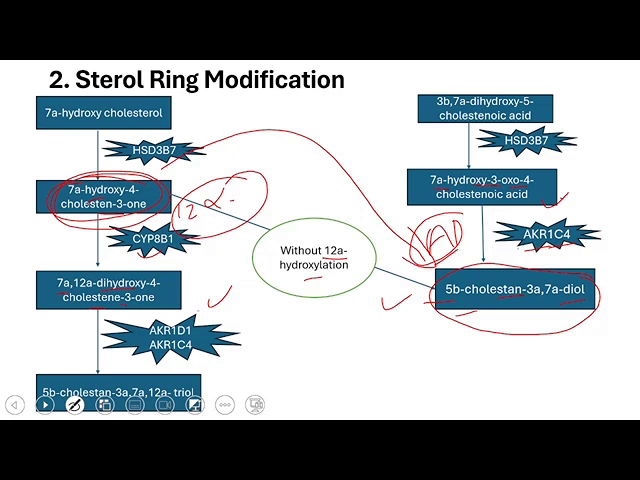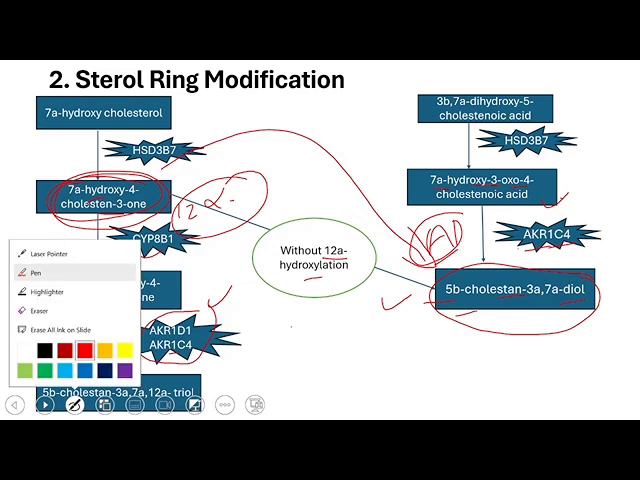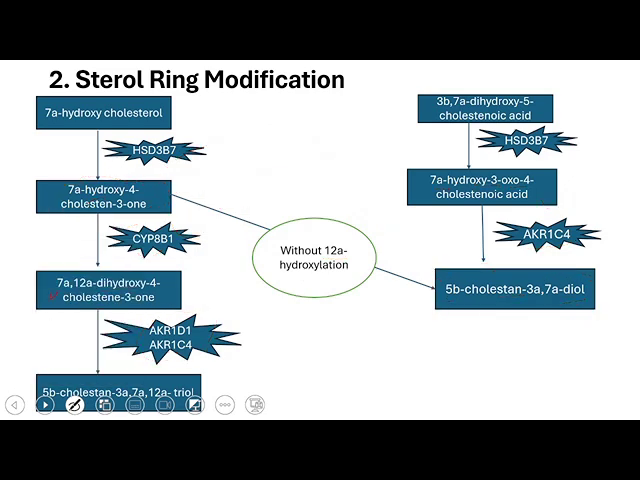Next, the AKR1D1 or AKR1C4 enzyme acts on this 7 alpha 12 alpha dihydroxy 4 cholesten 3 one and converts it to 5 beta cholestane 3 alpha 7 alpha 12 alpha triol, and here is 5 beta cholestane 3 alpha 7 alpha diol. There is only a diol here because there is no 12 alpha hydroxylation.